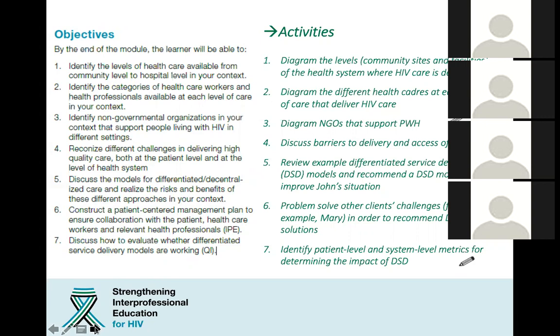In activity 5, we share with the learners a set of different models for differentiated service delivery and ask them to look through them, discuss these different models, and then recommend a model that might work best for John. Briefly, I'll just mention these. Personally, I think this is a really interesting area of HIV public health and service delivery, so if you're not familiar with these models, take your time to look at them.